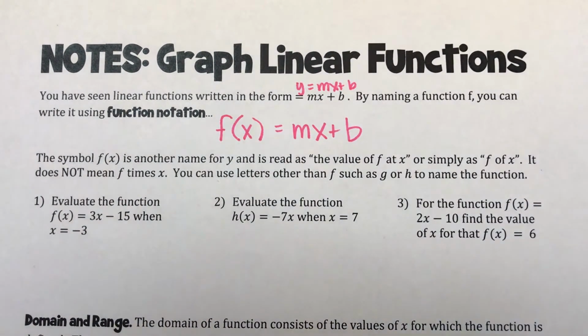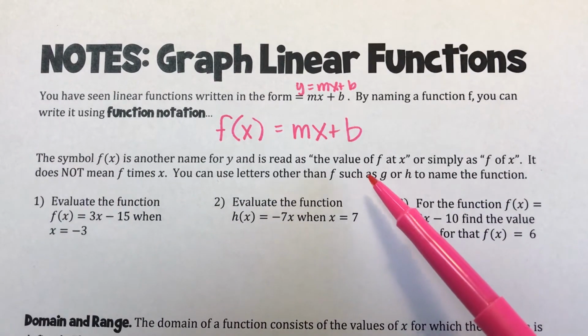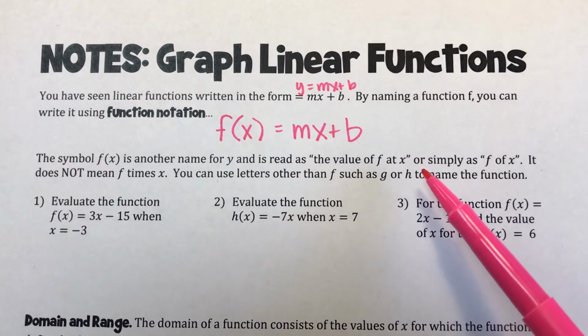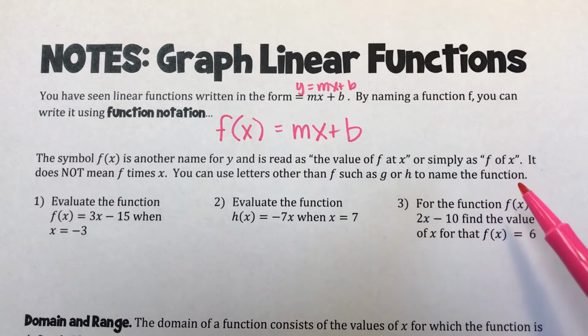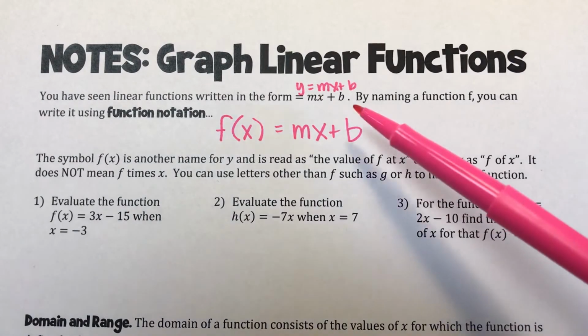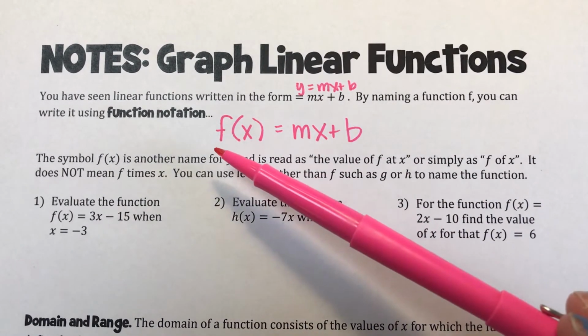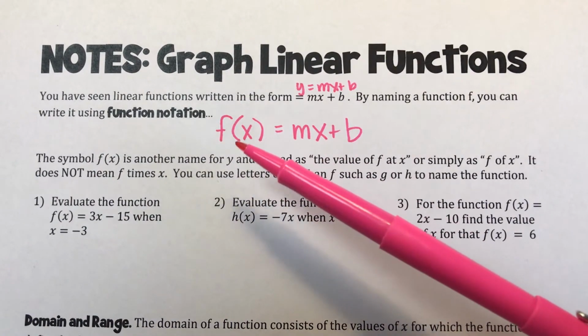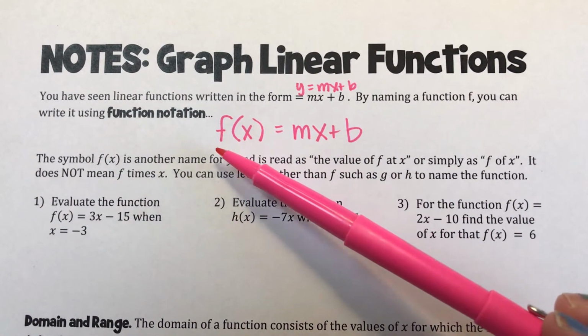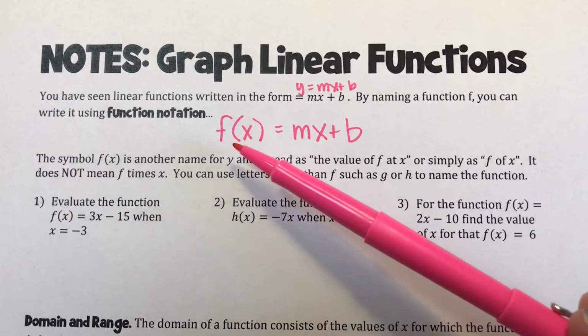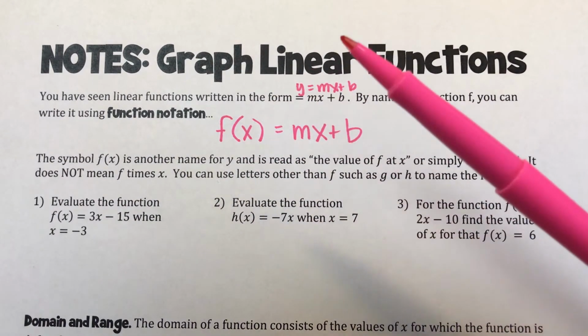Okay, so we're essentially going to be doing the same things. It's just instead of y, we're writing f of x. And you read it as the value of f at x, or simply f of x. It does not mean f times x. A lot of times people see the parentheses, and in any other situation it might mean multiplication, but this is read f of x, or f when x is, that kind of thing.